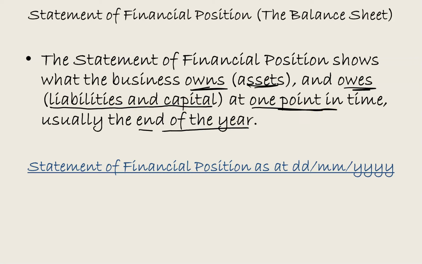So, at the top of a statement of financial position, you would probably see something like this. Statement of financial position as at day, month, year. So if the financial year end was the 31st of December 2019, this statement would read, Statement of Financial Position as at 31st of 12th, 2019.